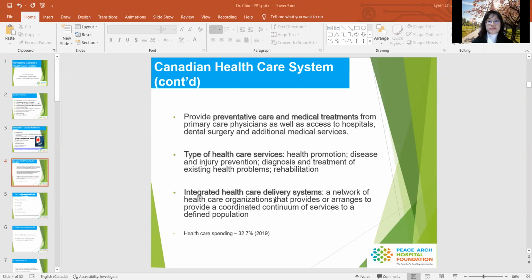There are several types of healthcare service, which include health promotion, disease and injury prevention, diagnosis and treatment of existing health problems, and rehab. The Canadian healthcare system is an integrated healthcare delivery system. It's a network of healthcare organizations that provide or arrange to provide a coordinated continuum of services to a defined population.